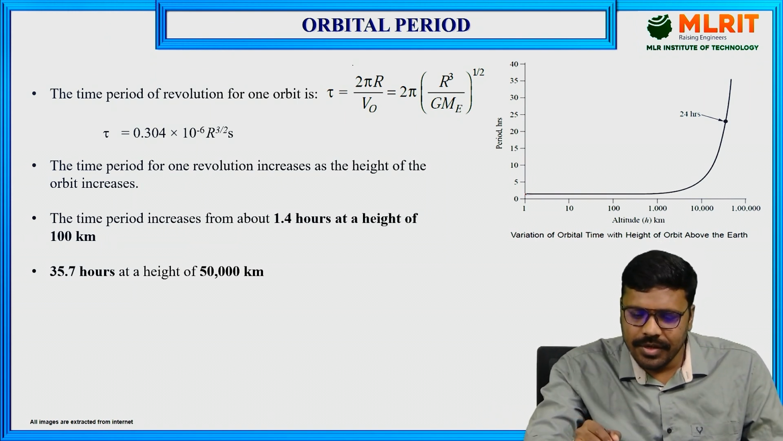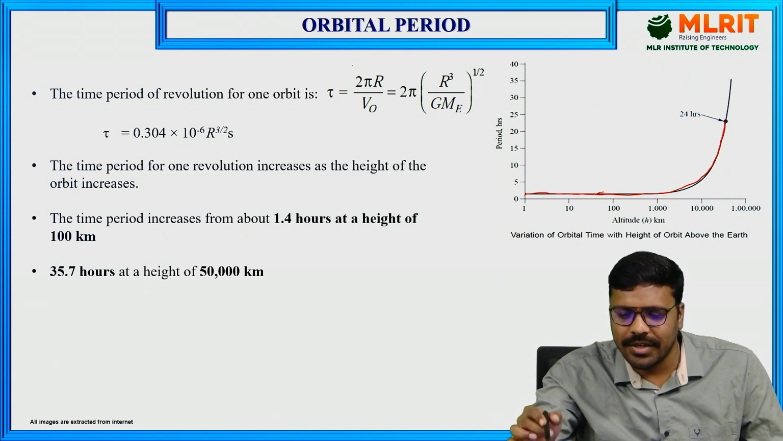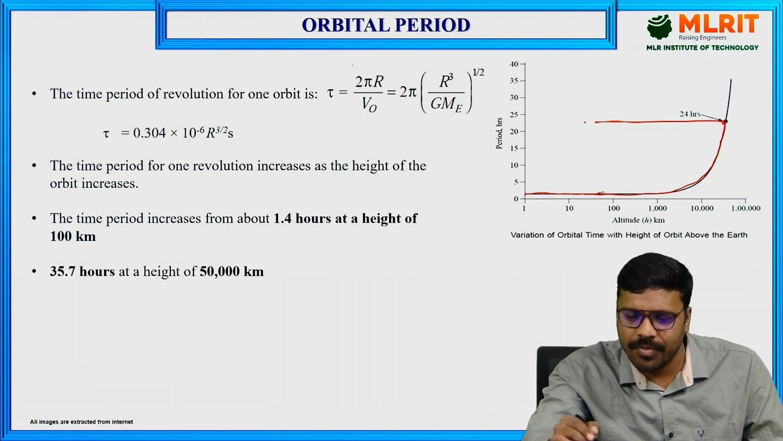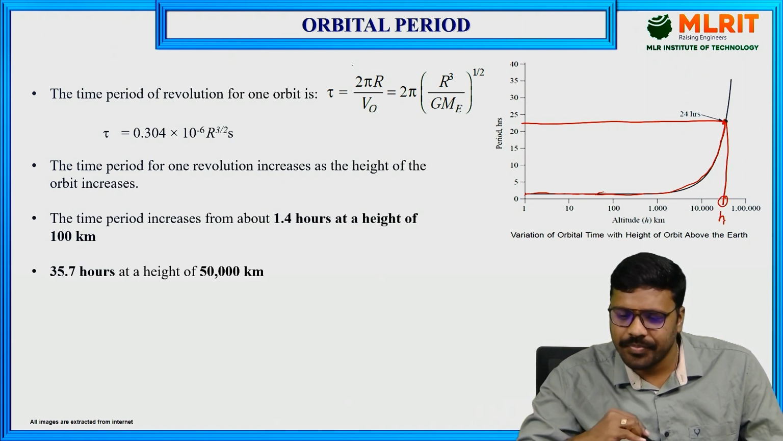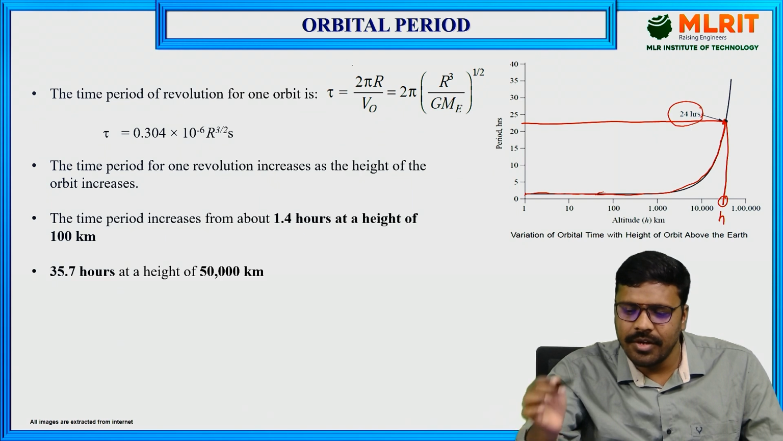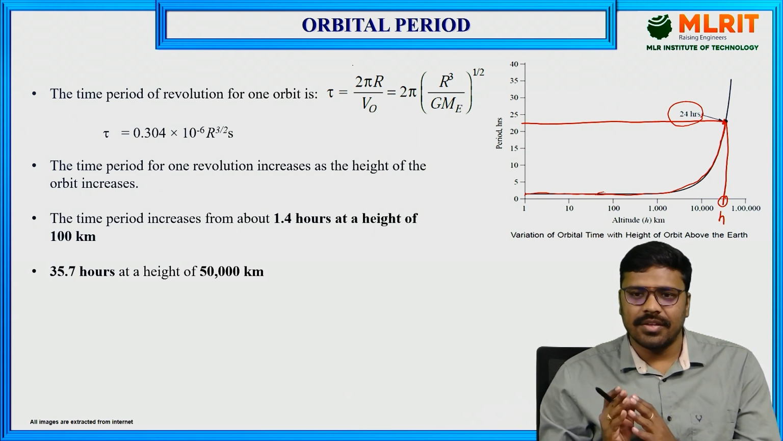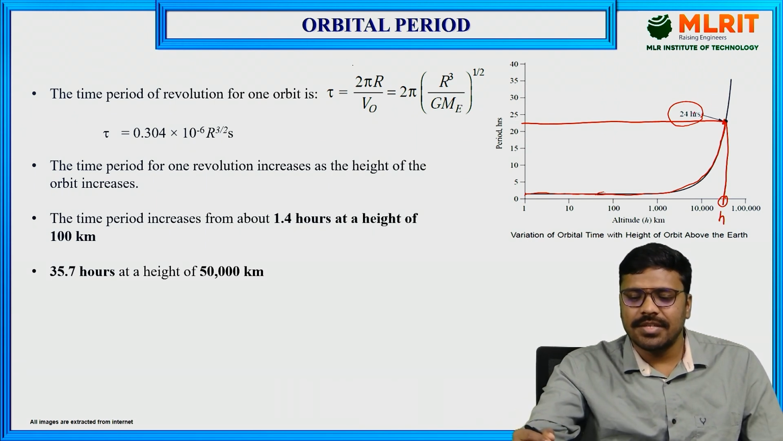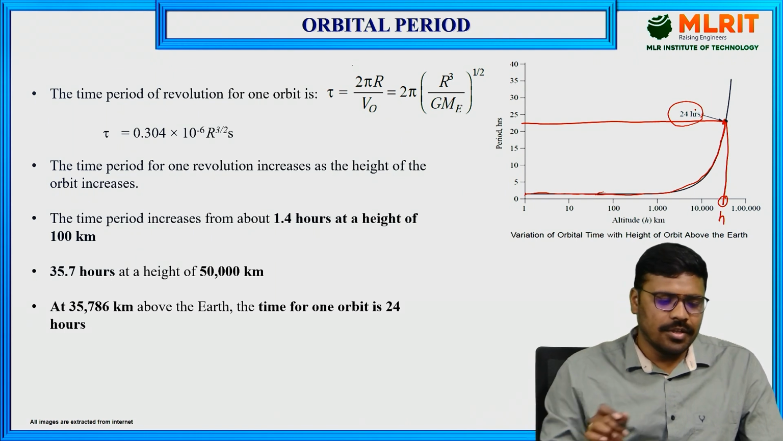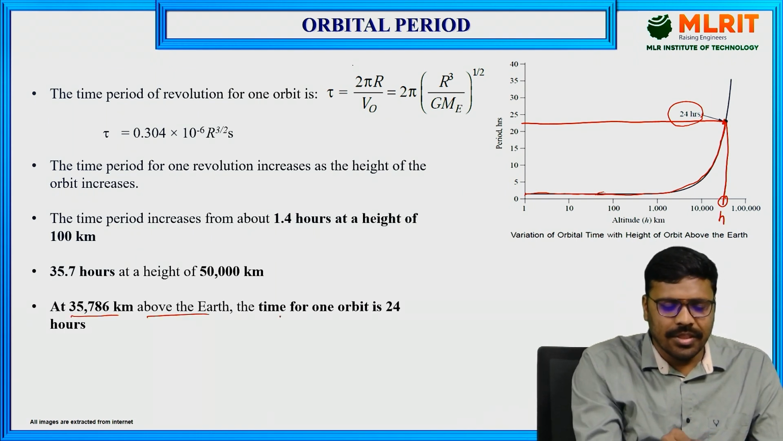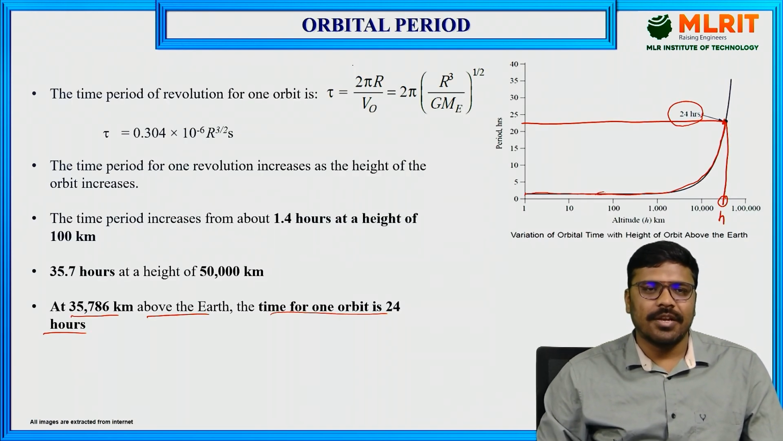Here you can observe that the orbital time period is increasing with altitude. If you go on like this, at a particular altitude the orbital period is 24 hours. This is the height where the orbital period is equal to 24 hours, which is the Earth rotation time. That particular orbit is called the geosynchronous orbit. So at 35,786 km above the Earth, the time for orbit is 24 hours, equal to the Earth rotation time. This orbit is called geosynchronous orbit.